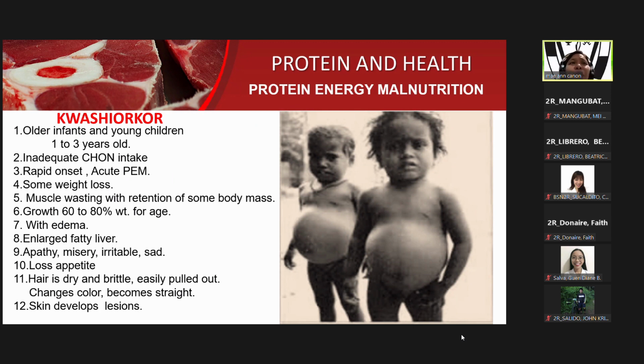Next will be your kwashiorkor. Si kwashiorkor is older infants and young children 1 to 3 years old. So, ang problema lang dito is inadequate protein. So, mas arang-arang pagamay si kwashiorkor compare kay marasmus. Kay si marasmus, lahat naman ng nutrients yung inadequate sa kanya. Okay? Or deficiency.